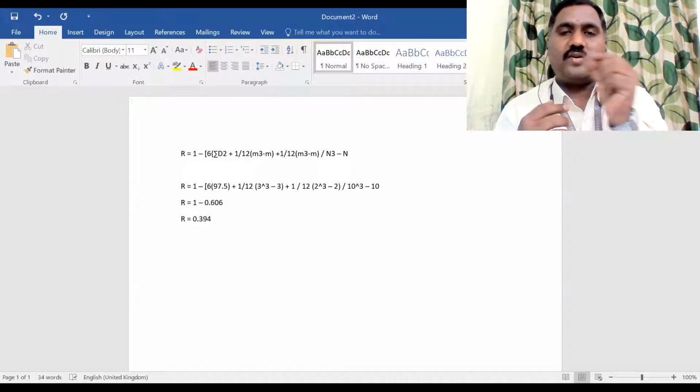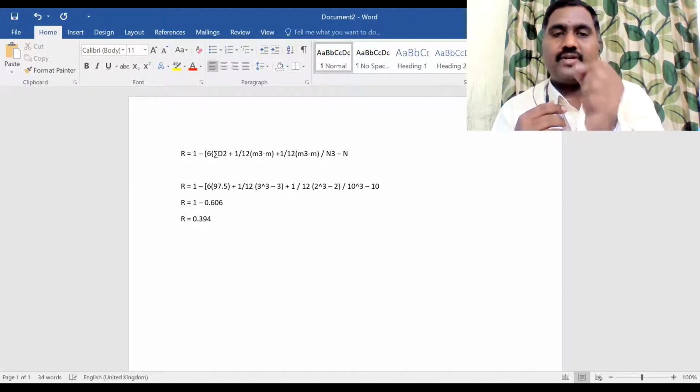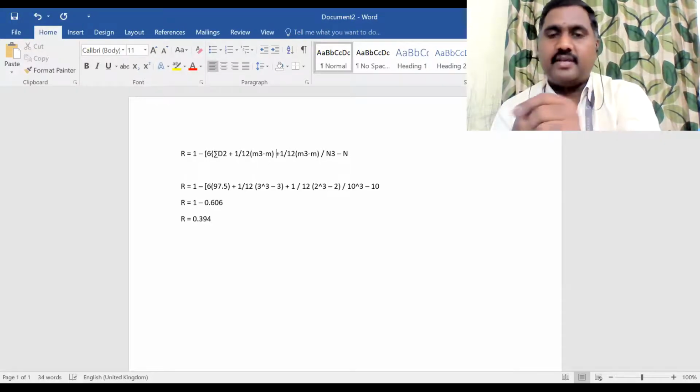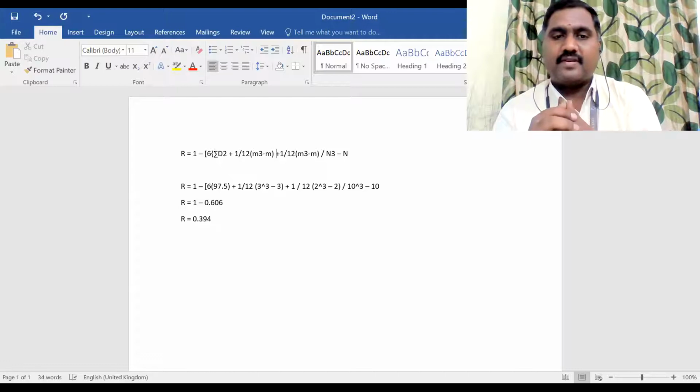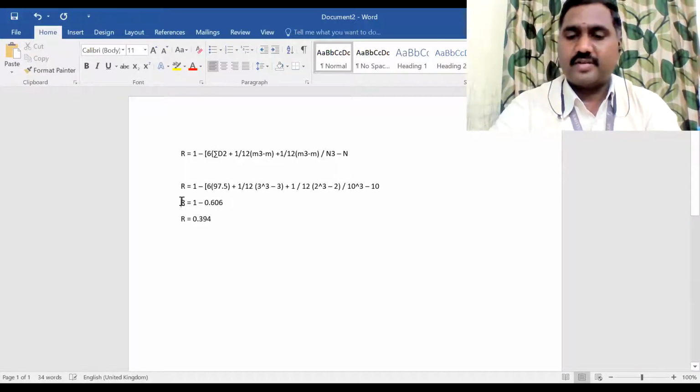orally. So the numerator will be 6 into 97.5 plus 1 by 12 into 27 minus 3 plus 1 by 12 into 8 minus 2 divided by 1000 minus 10. This is the next step. And after simplifying the numerator and denominator, you will get 0.606. Before that also, I will put you one step.